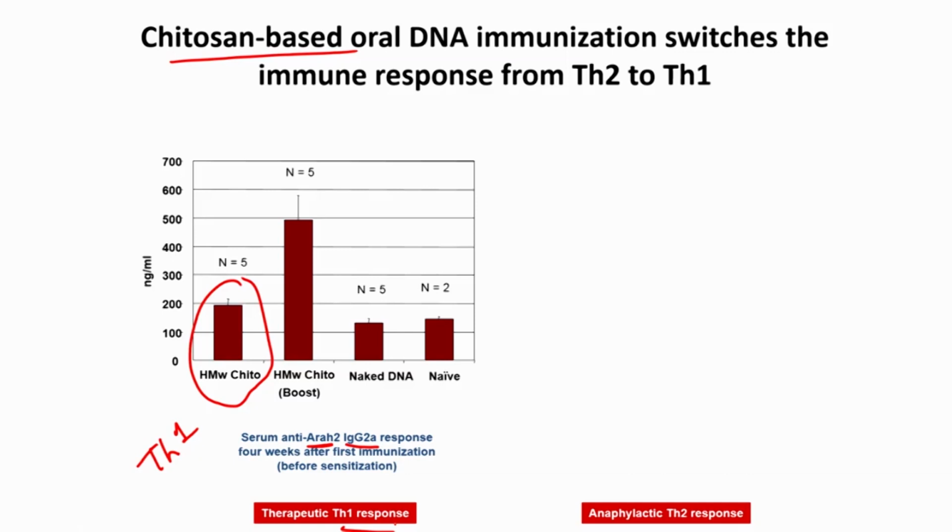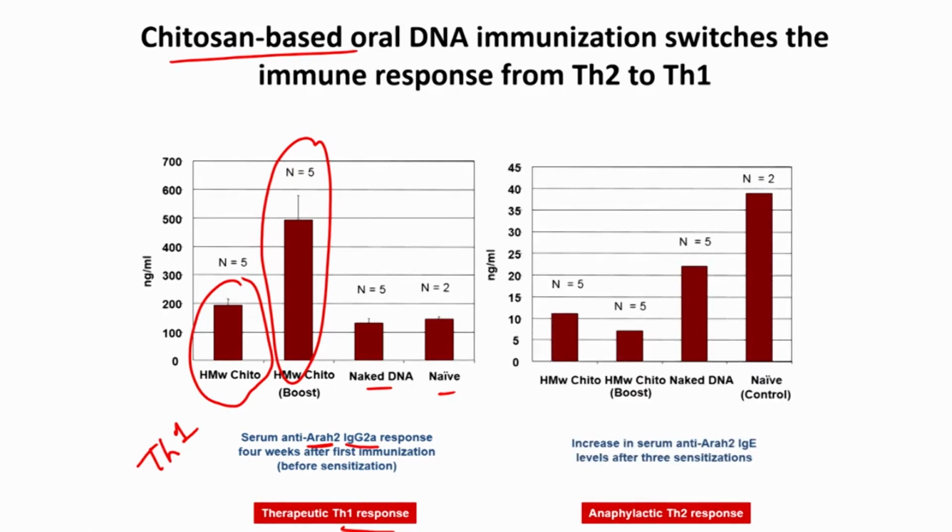What you see is you get a lot more Ig2A when you do the booster dose compared to if you just give a naked DNA or naive animals. Naive animals are obviously not treated with anything, they were directly challenged. And so, that is for the Th1 measured through the Ig2A response. But if you do the same thing and measure for IgE, which is the anaphylactic response which you do not want, again you see that naive animals have quite a bit of the bad antibody in this case, so more towards the anaphylactic ratio.